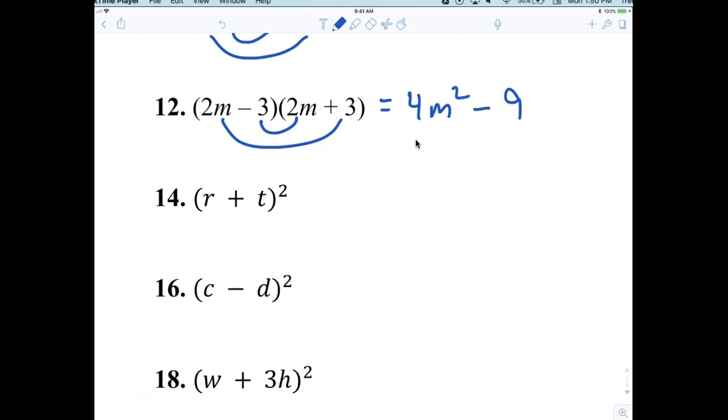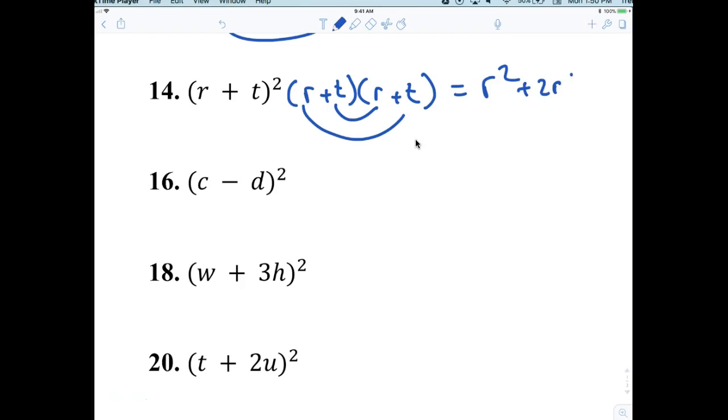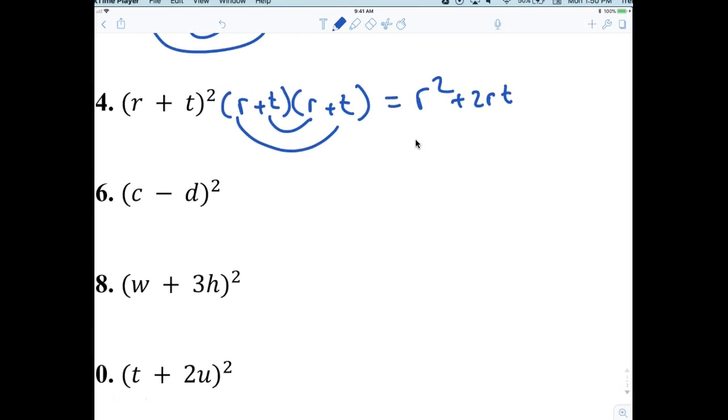Next, r plus t squared. Really, it's just r plus t times r plus t. Is everybody with me? So now, what's r times r? 1rt plus 1rt gives me plus 2rt. And then positive t times positive t is positive t squared. Is everybody okay with that? Is it 2rt?